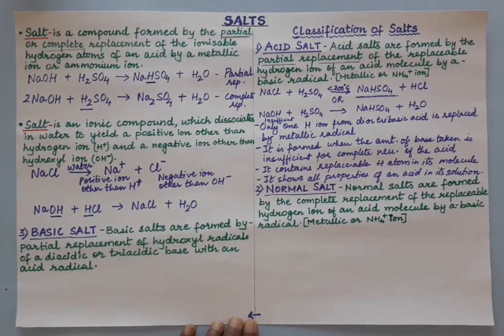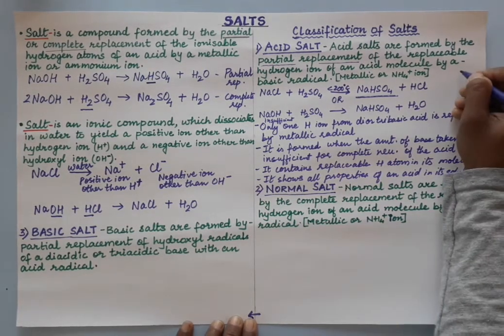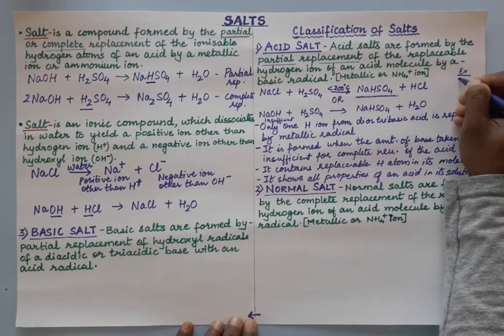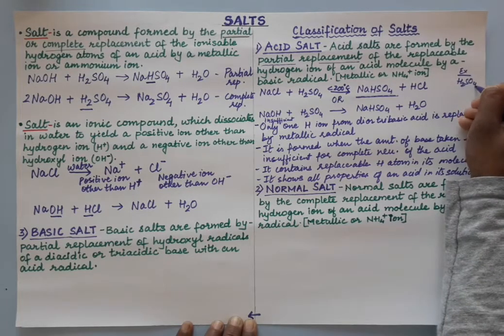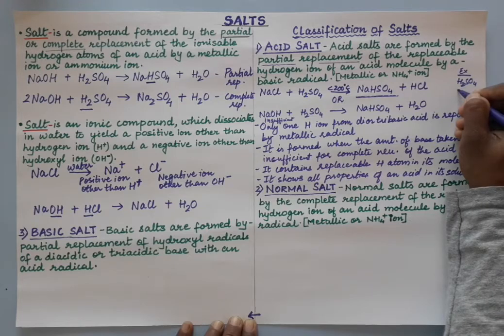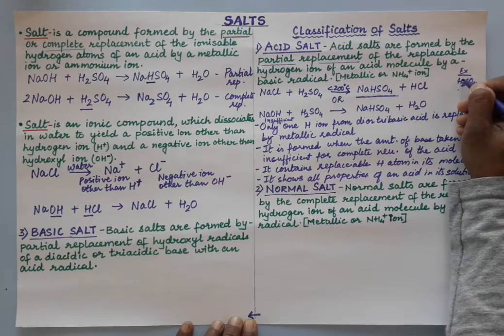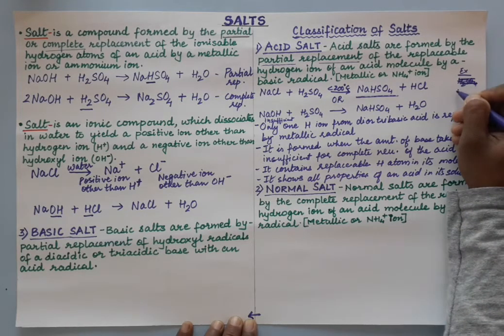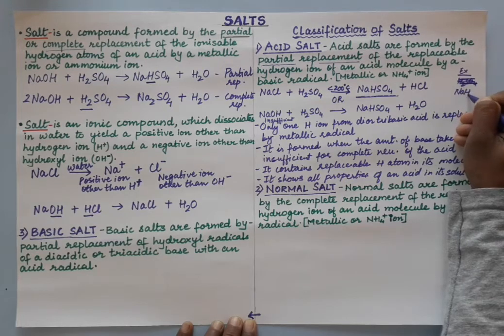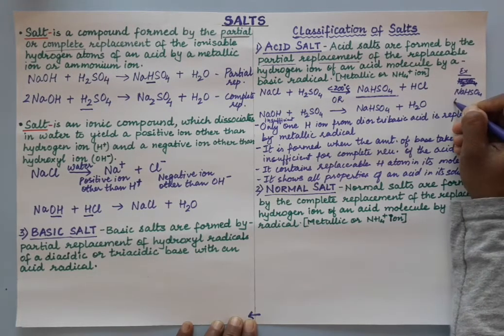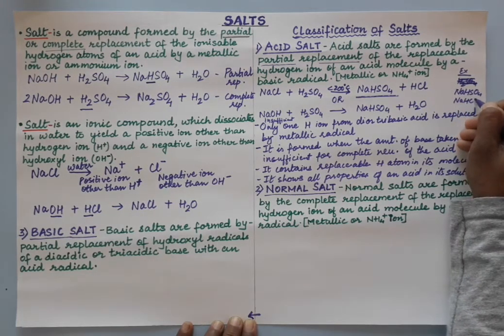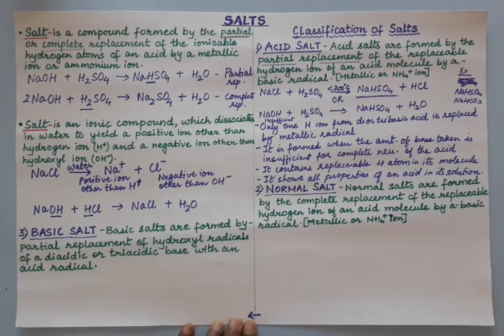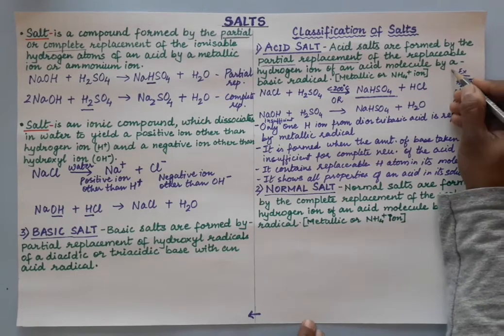Now if you want to know the examples, these are sulfuric acid, all dibasic and tribasic acids. Sorry, the examples of acid salt are NaHSO4, all bicarbonates, bisulfates, bisulfides. So these are the examples of acid salt.